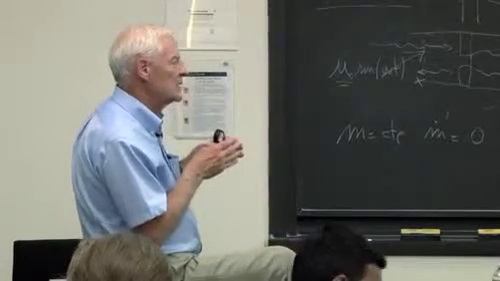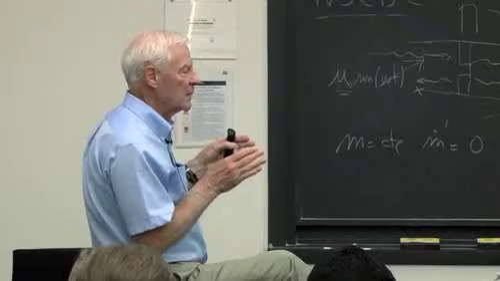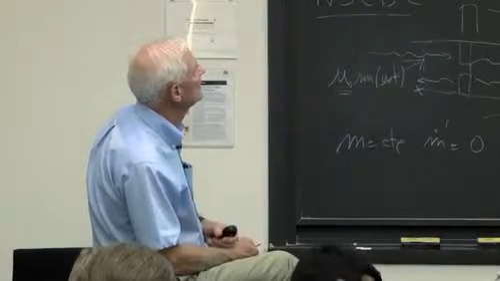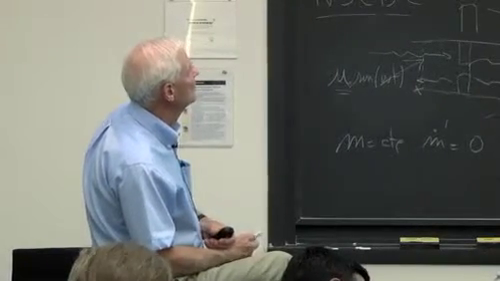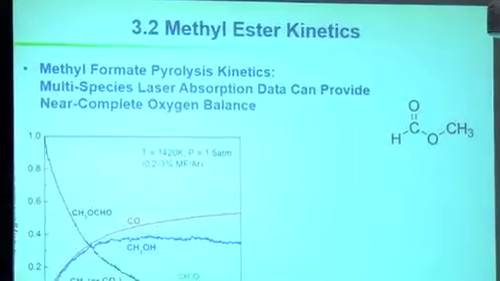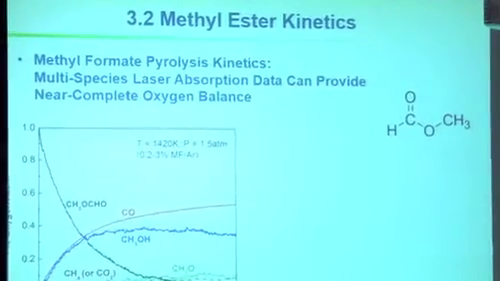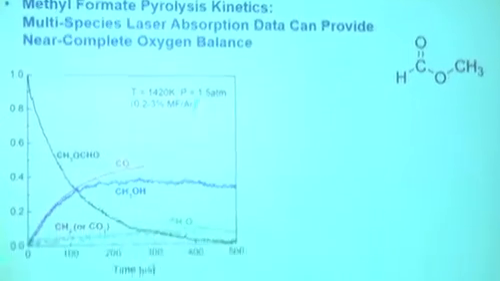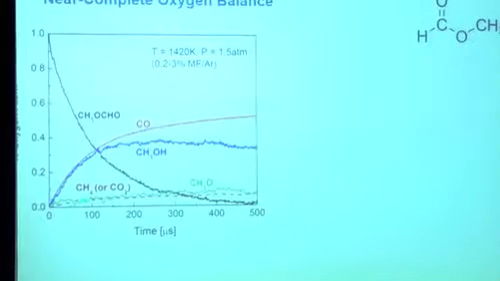Okay, so you begin to see there is value in high-quality data because they would guide the modelers. Okay, now I want to turn to pyrolysis. What does that mean? That means we're going to look at this molecule when it's hot without any extra oxygen, and we're going to apply multiple species versus time. So this is 1400 degrees. This is always time after reflected shock heating.